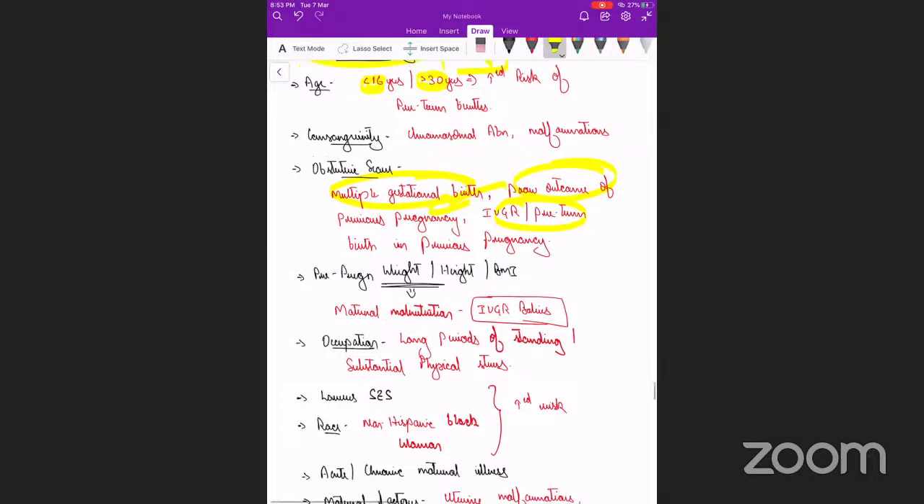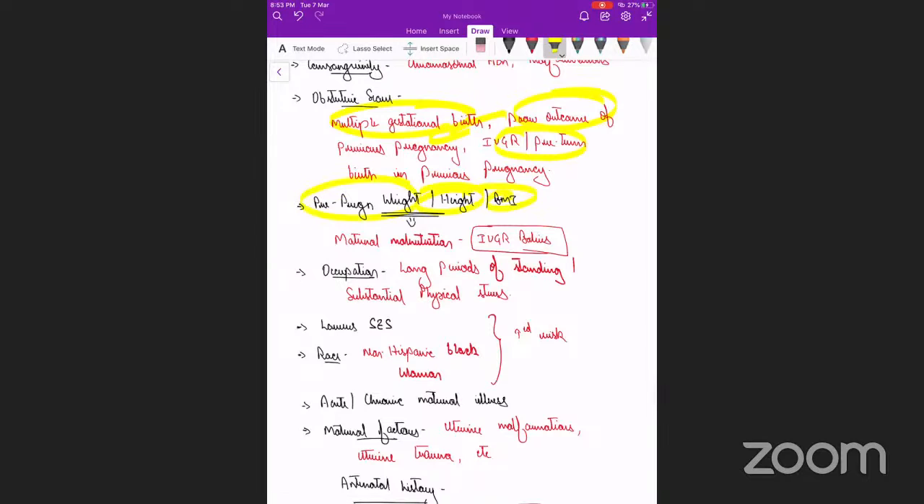Next is pre-pregnancy weight, height, and BMI. This I already spoke about. Maternal undernutrition predisposes the baby to being low birth weight or IUGR. So maternal malnutrition puts the baby at risk of IUGR.